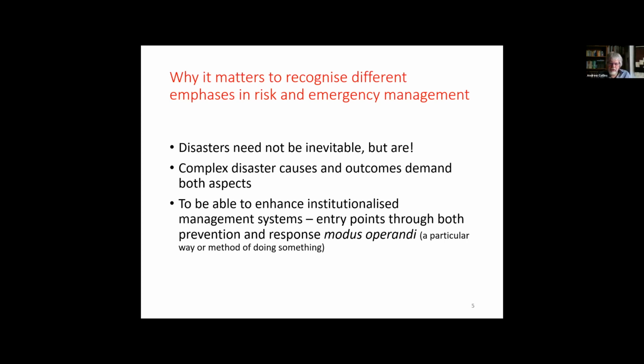Complex disaster causes and outcomes demand both aspects, as we've seen earlier. So I think that point has already been clearly made. But on the third one here, I would also argue that there are different institutions involved in risk assessment and risk management, and another set of institutions often involved in emergency management. So I think it's important that we recognize these are two entry points to prevention and response, the modus operandi, a particular way or method.